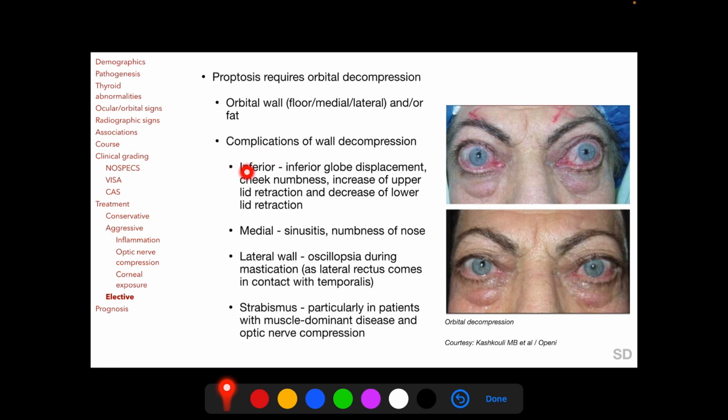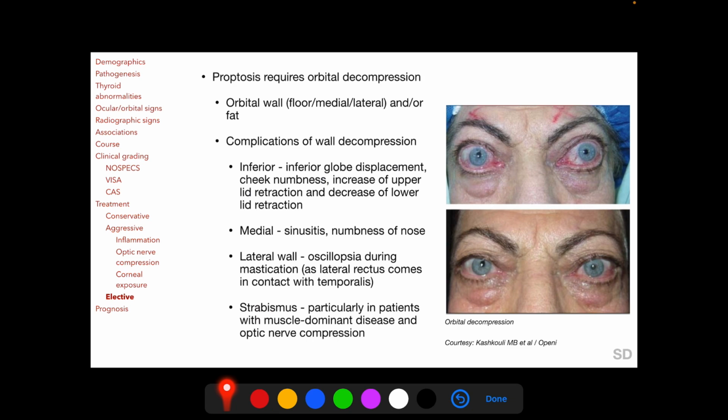Decompression of the floor of the orbit can result in inferior globe displacement, cheek numbness from injury to the infraorbital nerve, and increase of upper eyelid retraction, but may cause decrease of the lower lid retraction. Medial wall decompression can cause sinusitis or involvement of the anterior ethmoidal nerves, causing numbness of the nose. Lateral wall decompression can result in oscillopsia during mastication, as lateral rectus comes in contact with the temporalis muscle.